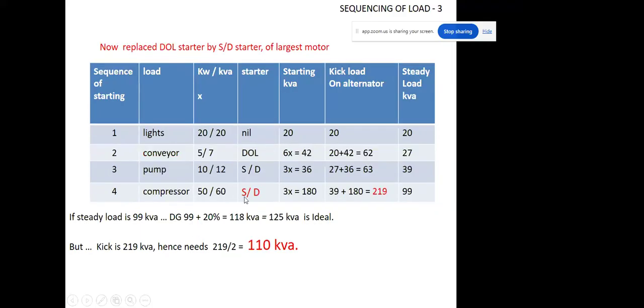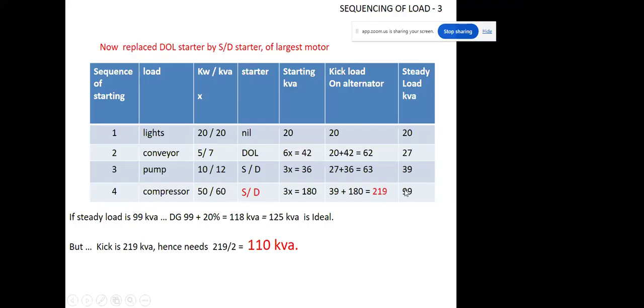Can I use the star delta starter instead of DOL? Is it feasible? So what happens? The starting kick is reduced to half. So instead of 360, it has come down to 180. What happened? Initially, the base load was 39 plus the kick is 180. So the kick load is 219.